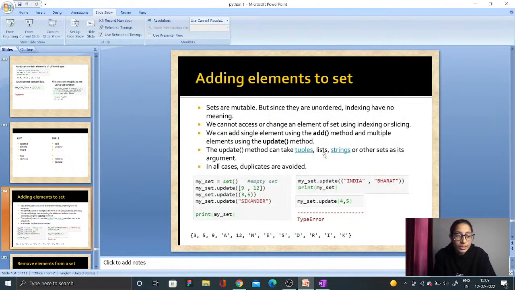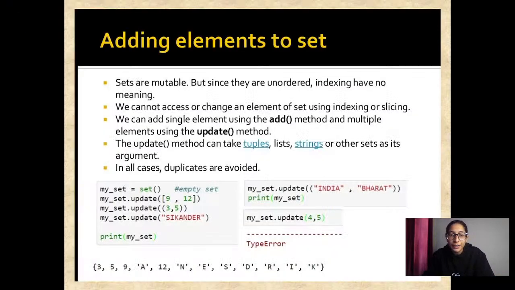Correct? Now how is the adding of an element to a set done? Why is adding an element to your set needed and how can we add it? Now moving forward to adding. Your sets are mutable, but since they are unordered and indexing has no meaning, we cannot access or change the elements of a set using any indexing or slicing. Just remember this point about indexing and slicing.